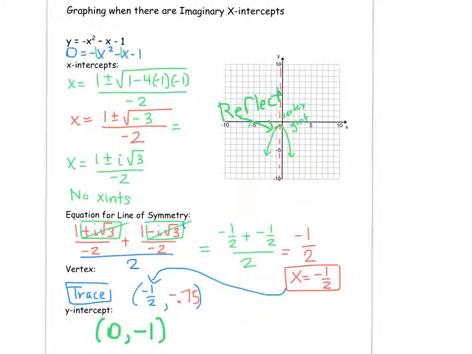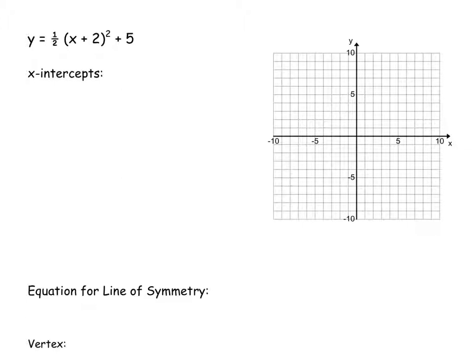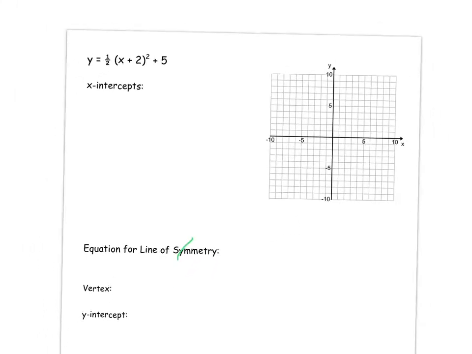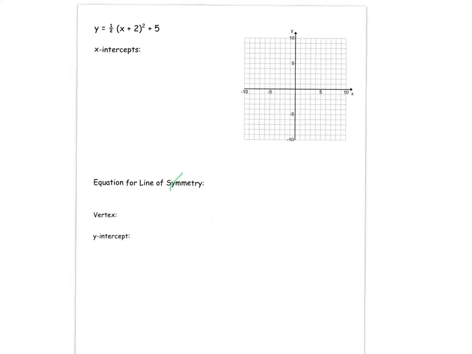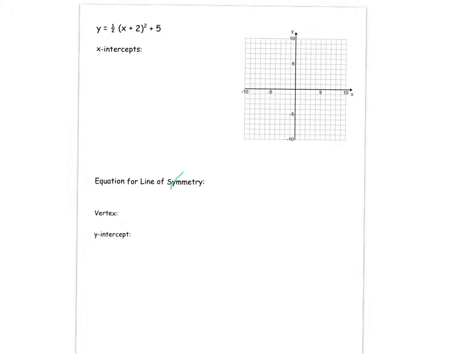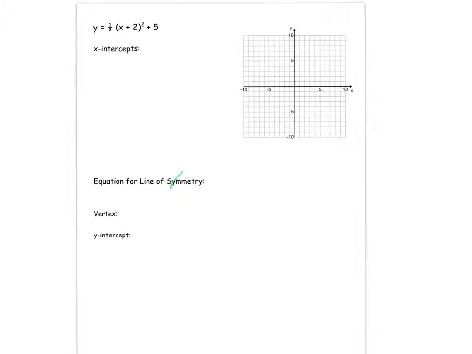Okay, so let's try one more example. Let's see if we can shrink this down some so we can see it. And let me get rid of that line I just drew. Or maybe not. Okay, well, we'll just live with that. Okay, this time we're going to make the y be 0.